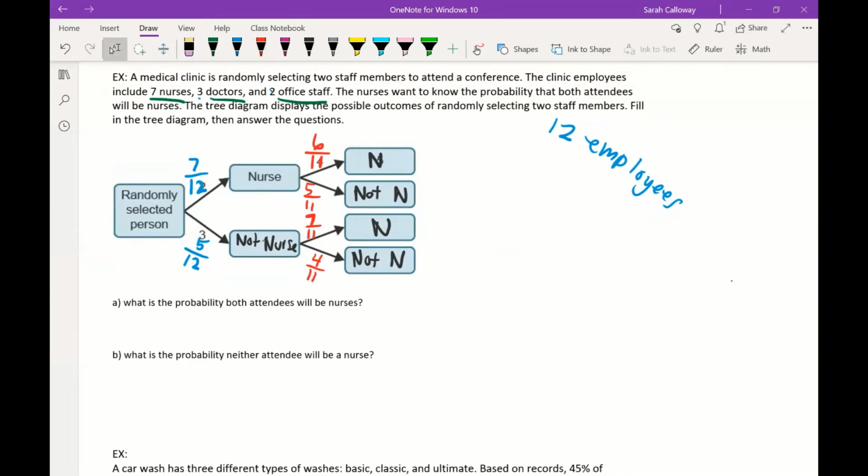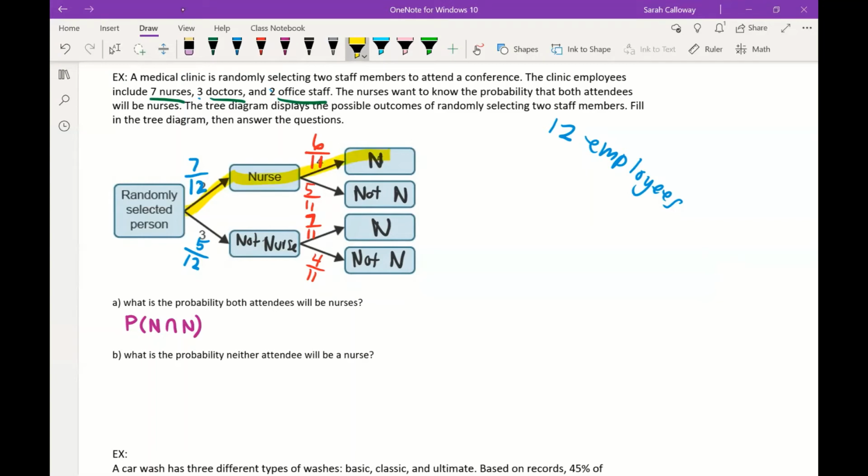So then we're going to use this to find some and probabilities. So what is the probability that both attendees will be nurses? So they want us to find the probability that we choose a nurse and then a nurse. Okay, so the way that this works is we're going to follow the branches and multiply the probabilities.